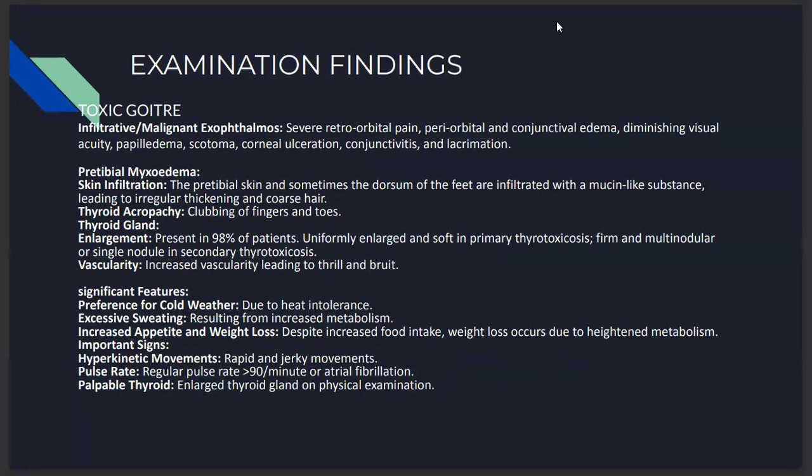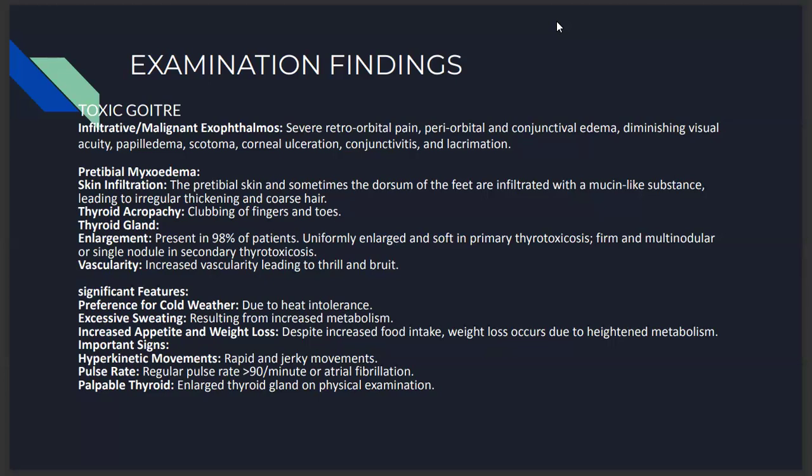Pretibial myxedema, skin infiltration: the pretibial skin and sometimes the dorsum of the feet are infiltrated with a mucin-like substance, leading to irregular thickening and coarse hair. Thyroid acropachy, clubbing of fingers and toes. Thyroid gland enlargement, present in 98% of patients, uniformly enlarged and soft in primary thyrotoxicosis. Firm and multinodular or single nodules in secondary thyrotoxicosis. The vascularity: increased vascularity leading to thrill and bruit.